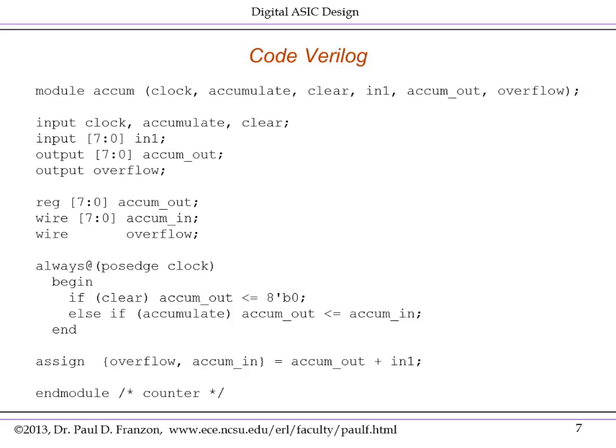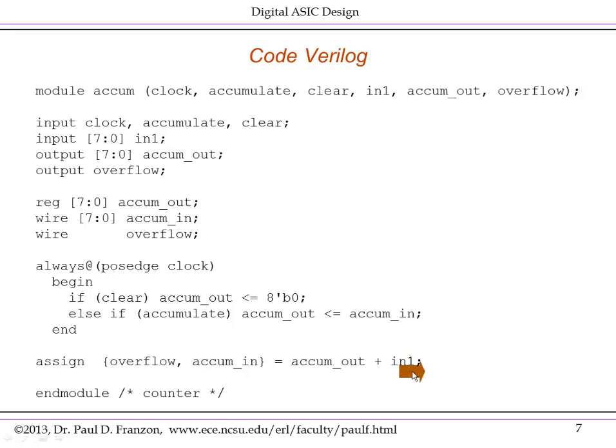So finally, I'm going to code the Verilog. Remember, what I'm really doing here is translating the drawing into Verilog. My flip-flops have to be assigned in an always @(posedge clock) block. My mux becomes an if-else statement. So always @(posedge clock), if clear is high, that has priority here. Accum out becomes equal to 0. Else if accumulate is high, accum out becomes equal to accum in.